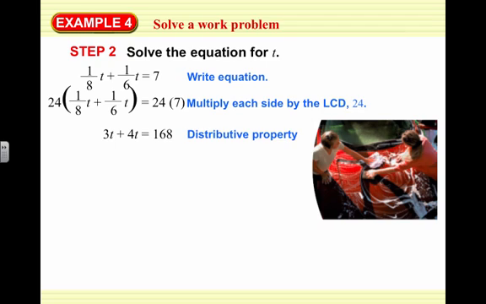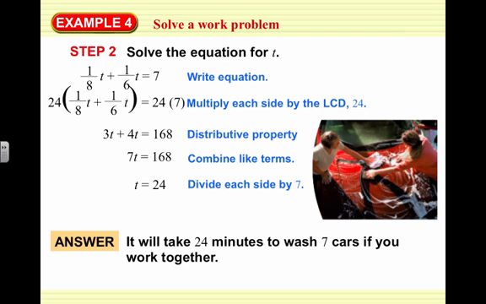24 times 1/8 is 3, so 3t, plus, now I'm going to distribute the 24 to the 1/6. 24 times 1/6 is 4, so I've got 3t plus 4t equals 24 times 7 is 168. So let's add the 3t and the 4t together to get 7t equals 168. Now, my left-hand side simplified, my right-hand side simplified. I don't even need to move anything. All I need to do is divide both sides by 7, and we get 24. And so it'll take 24 minutes to wash 7 cars if you work together.